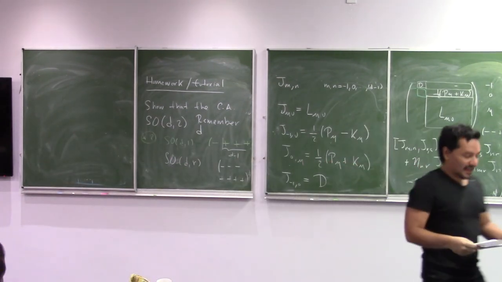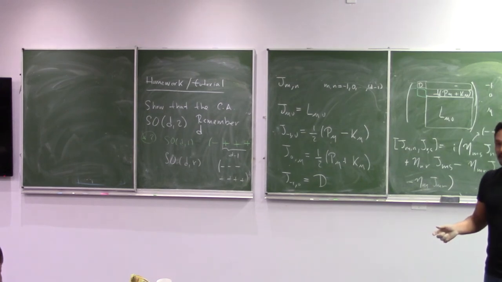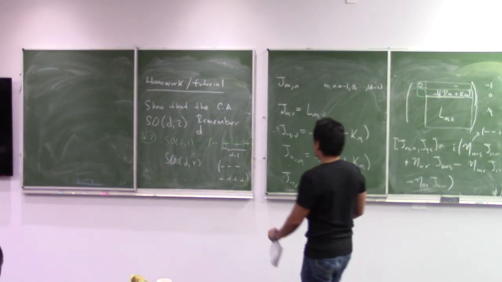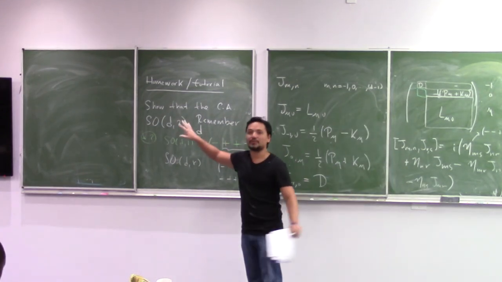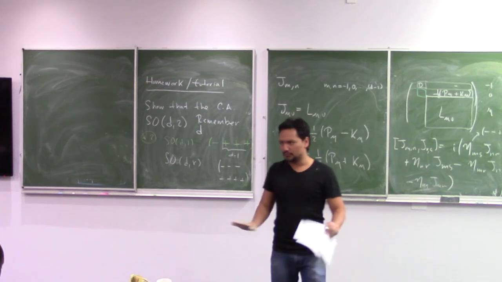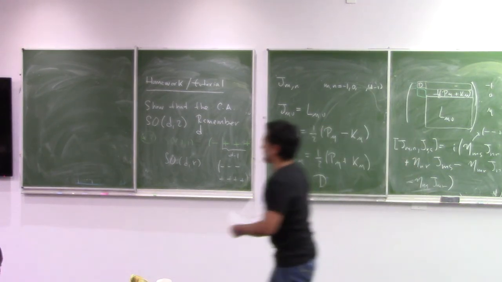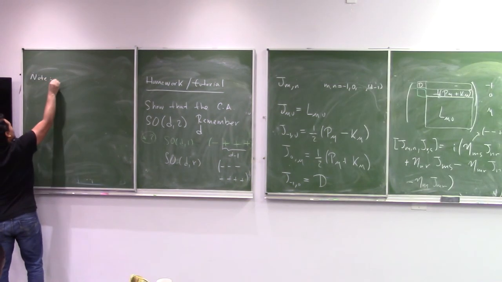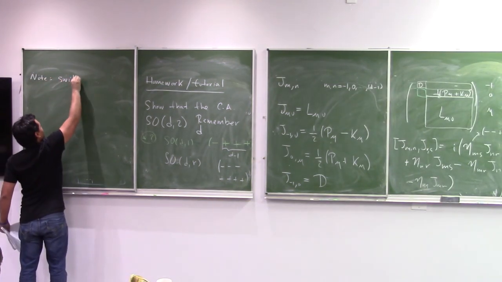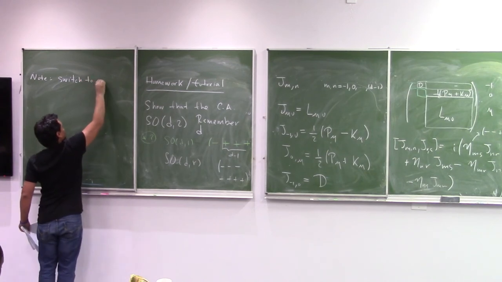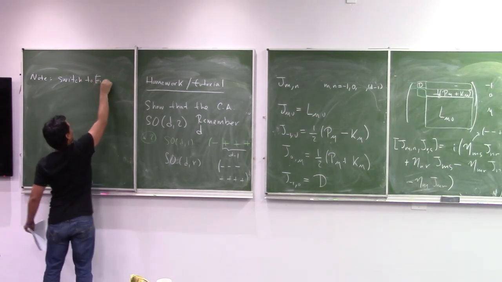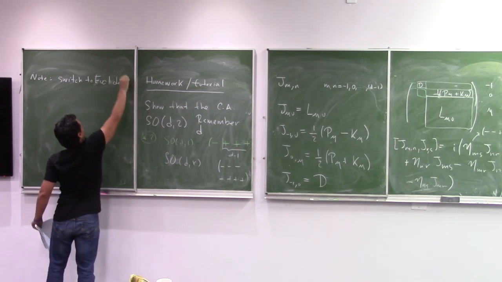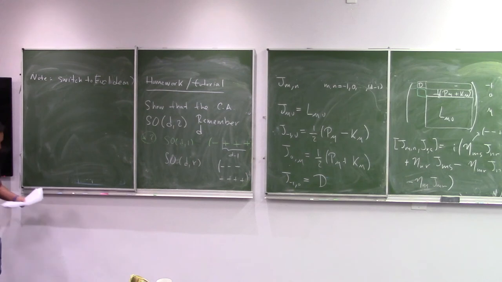And now let me go to Euclidean signature for a second, just for now. Then I will make some comments about the writing. By Euclidean, I mean that I'm going to put the time component with the plus. Okay? There are no big problems. So keep a note, otherwise you're going to get confused. Switch to Euclidean.